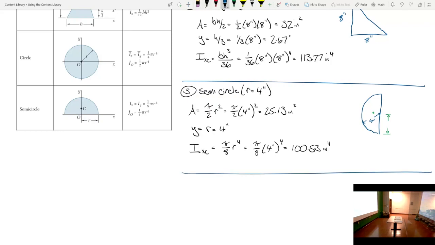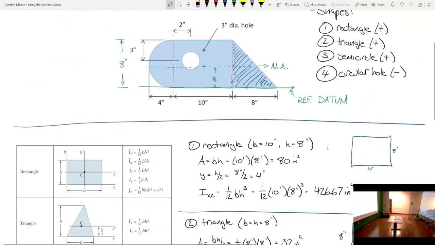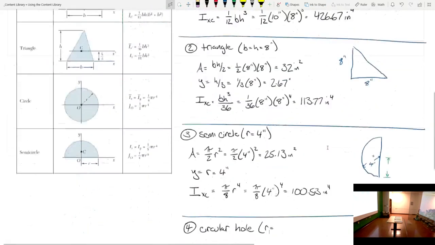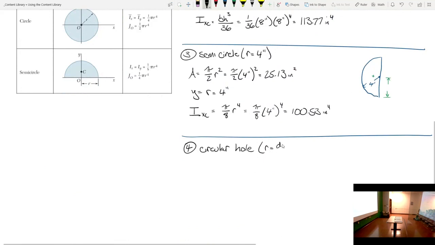And finally, we do have a circular region. Now, what's the radius of that hole? We're told it's a 3-inch diameter hole, so the radius is half that. So the area is pi r squared. What is that? 7.07.